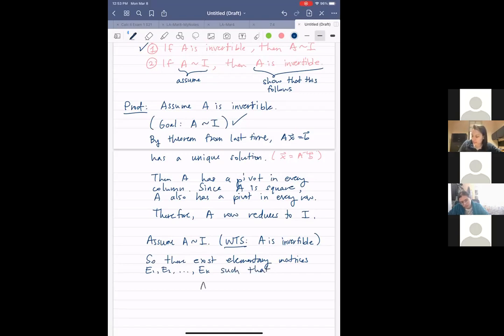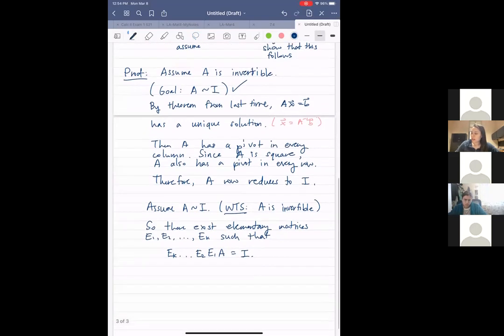Such that if we take A and we apply the matrices one at a time, so we'll first apply E1 by multiplying by E1, and then apply E2, and then keep on going. And last we'll apply EK. And after applying all of these, we know that we should get the identity. There are some matrices that we can apply in a certain order that will give us the identity. Okay, so we have this.